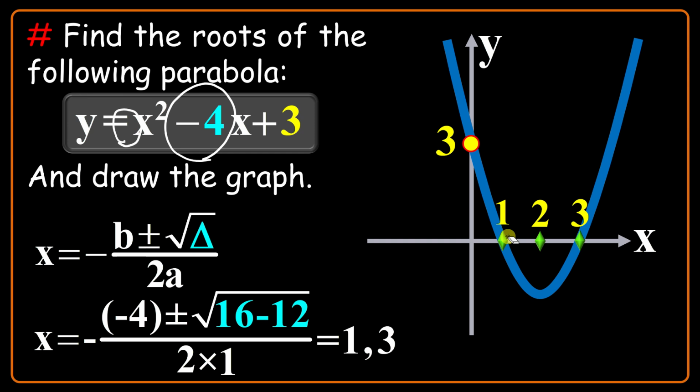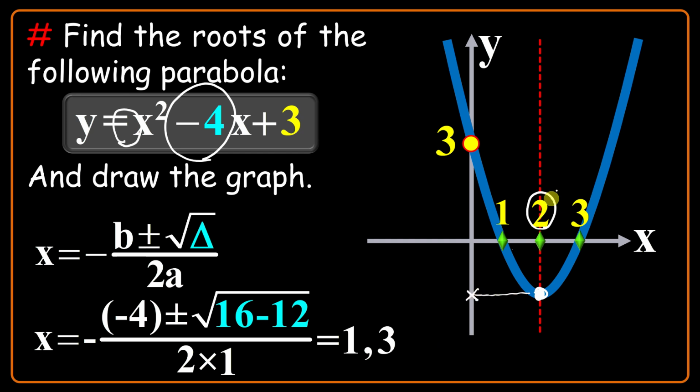It's finished, but let's get more information from this graph. As you see, here is the line of symmetry, and it's at the same distance to the roots. 1 here and 1 here. It must be. More than that, this is the vertex, and as you see, the vertex has the x component of 2. How to find the y component of the vertex?